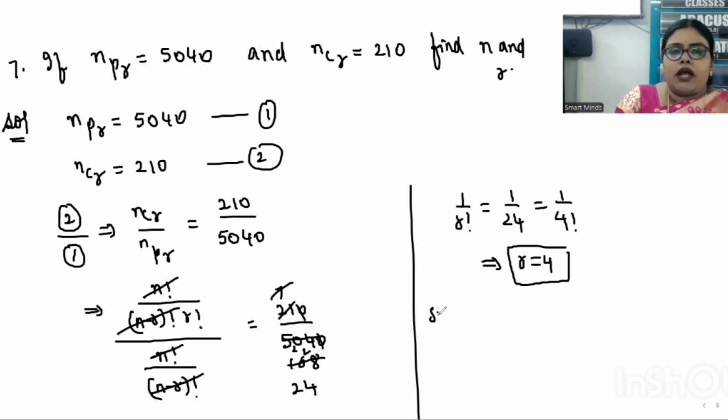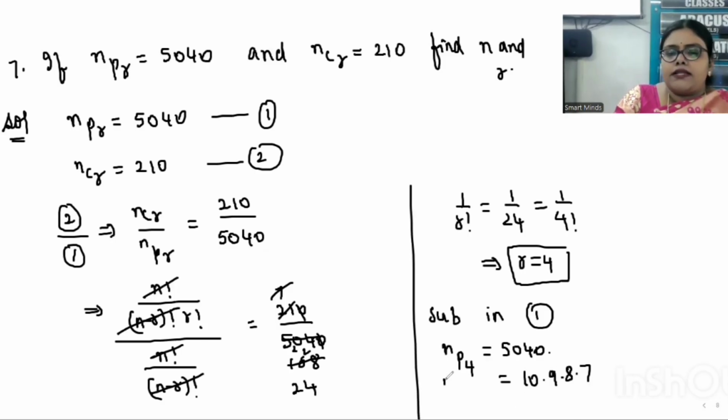Now substitute r equals 4 in equation number 1. So nP4 equals 5040. Now 5040, how can you write? 10 into 9 into 8 into 7. So that is nP4. So how can you write this in terms of permutation? We are starting from 10 and we are reducing 4 times. So this can also be written as 10P4, which means n equals 10.